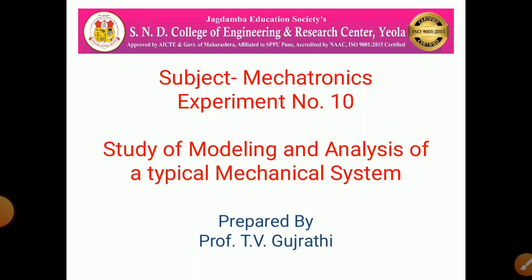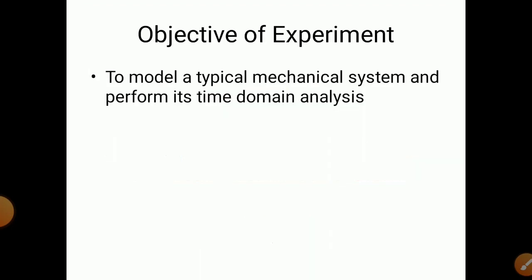Today we'll study experiment number 10 from the subject mechatronics, and the name of the experiment is study of modeling and analysis of a typical mechatronic system. So here we are going to study modeling and analysis of a typical mechanical system. What is the objective of the experiment? To model a typical mechanical system and perform its time domain analysis.